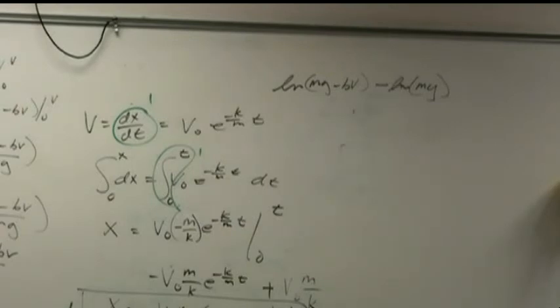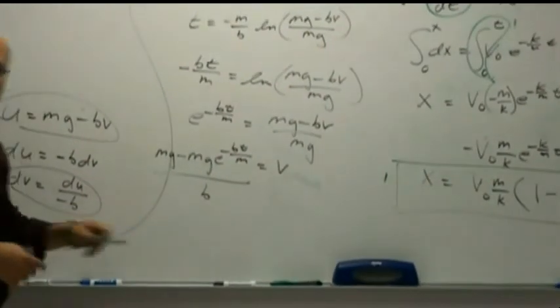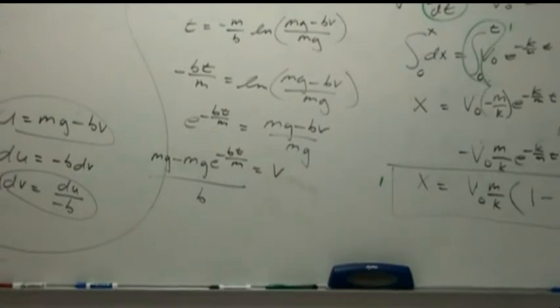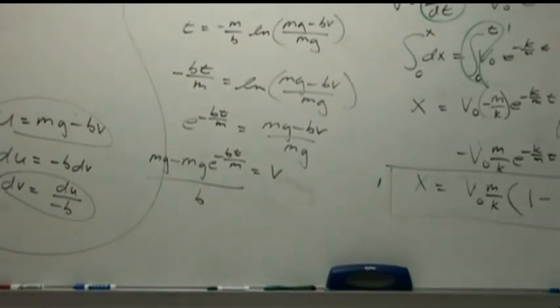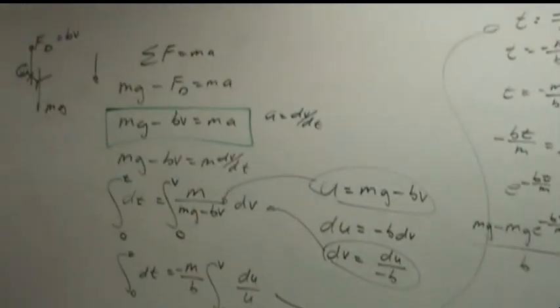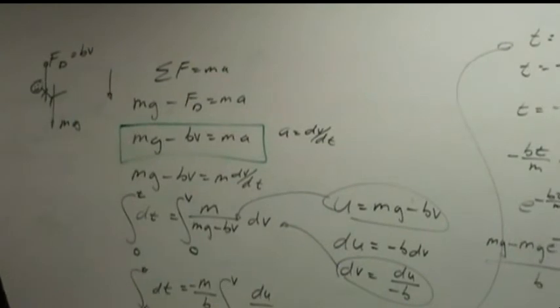Okay, now, wait a minute. Let's check to see if my answer's right. We can check it. This is my equation. When I reach terminal velocity, what's my acceleration? 0.